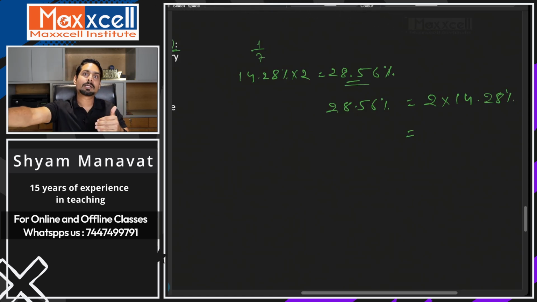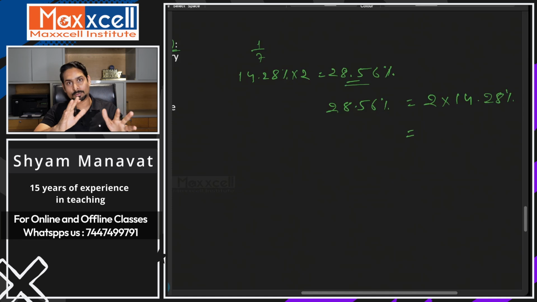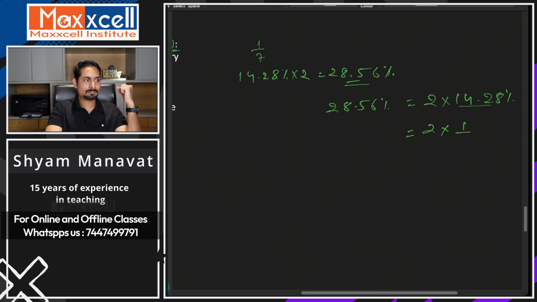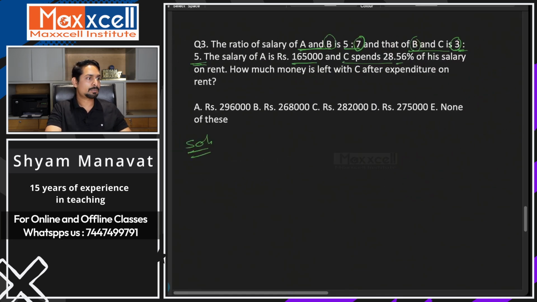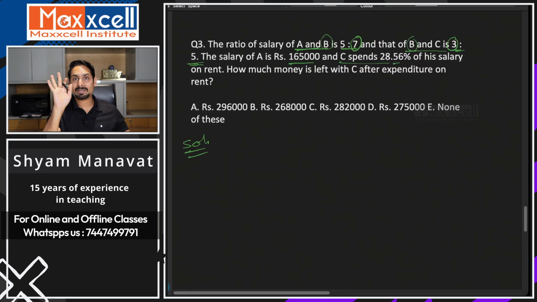By the time you are done with this entire course, or maybe even 50% of it, you will be comfortable with numbers. Okay, so the only thing is you need to remember the result of previous calculations. Yeah, try remembering that. So 2 into 14.28%. What is the fraction value? 1 upon 7. So 28.56% is nothing but 2 by 7 as a fraction value. So I keep on relating this while reading the question. We have not started solving the question yet. So C spends 28.56%, that means 2 by 7 of his salary on rent.